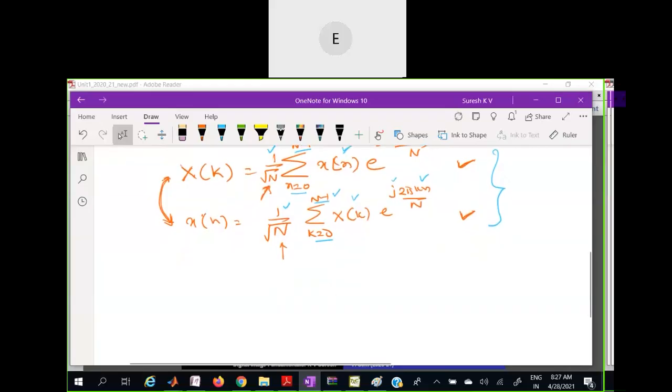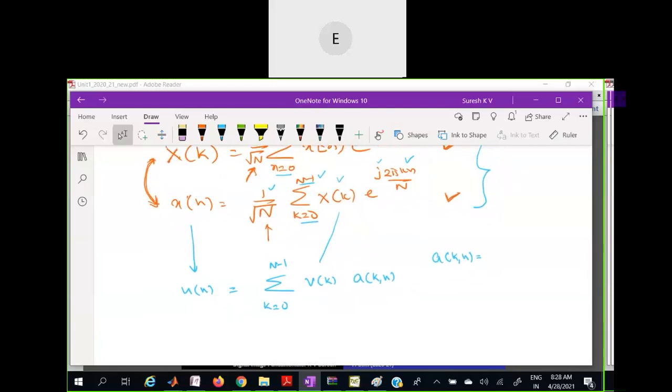Now according to the new notation that we are using, this is your u of n, summation k going from 0 to N minus 1. This would be your v of k. This 1 by root N will be taken inside this. So a of k comma n, can anybody tell me what will be a of k comma n now?